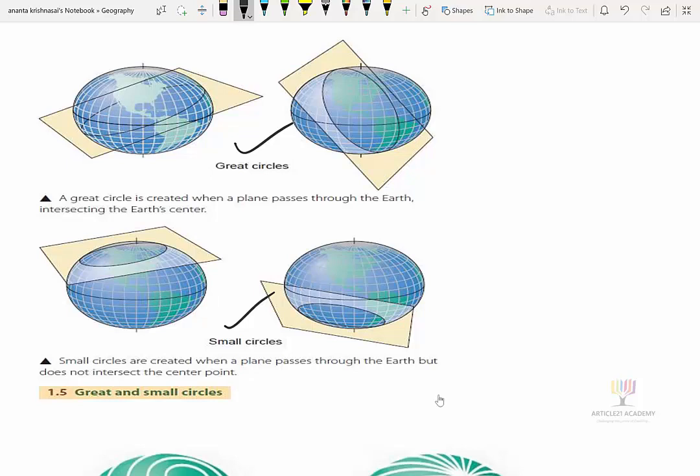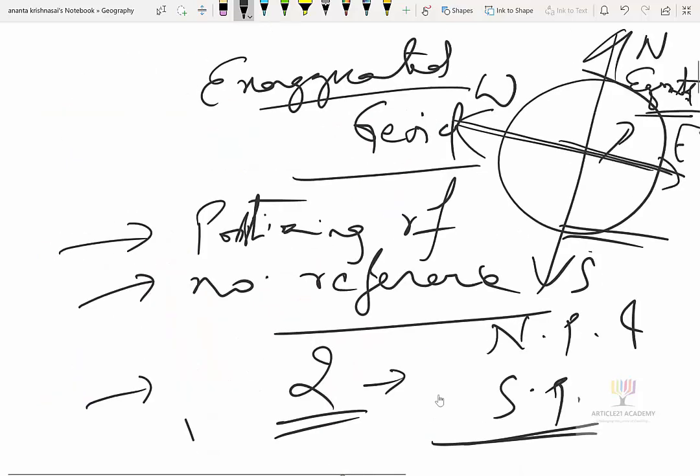And there are a number of other parallels which are smaller in size in proportion to their distance from the equator towards the poles, which are also drawn, and they do not divide the Earth into two equal halves. As I told you, they are referred to as small circles. And these imaginary lines running east to west are commonly known as the parallels. So there are a number of parallels that you can draw.